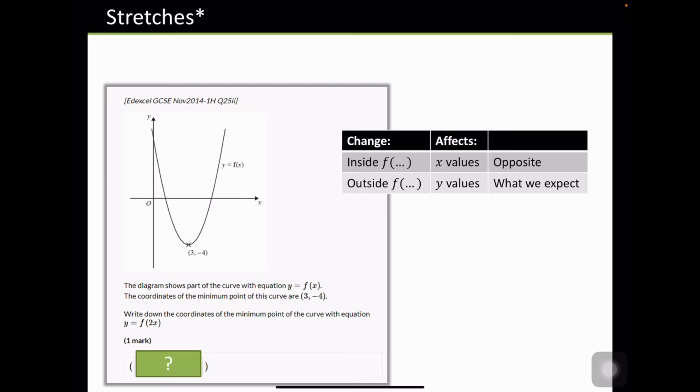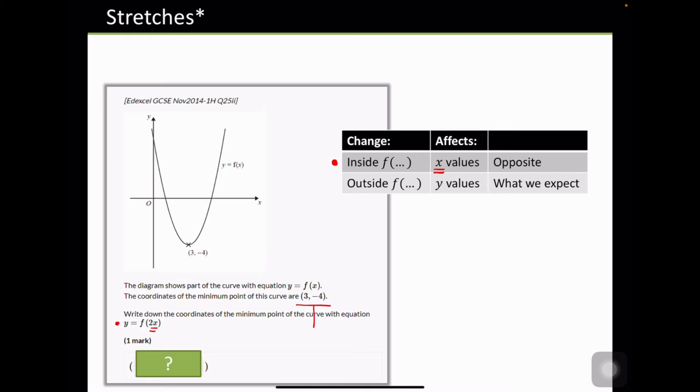Now, here we have a question whereby they've given us the coordinates of a minimum point. Write down the coordinates of a minimum point of a curve with equation y equals f(2x), so f of 2x. Firstly, the value is within the brackets, so it affects the x value.